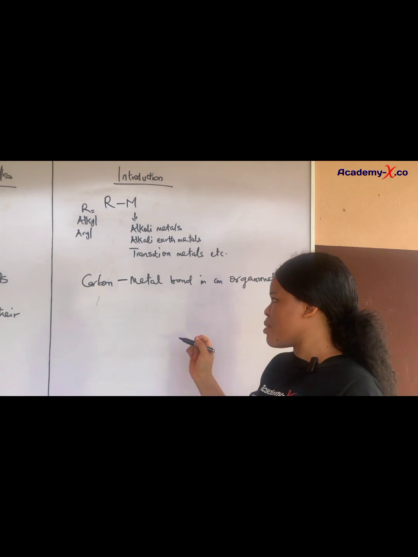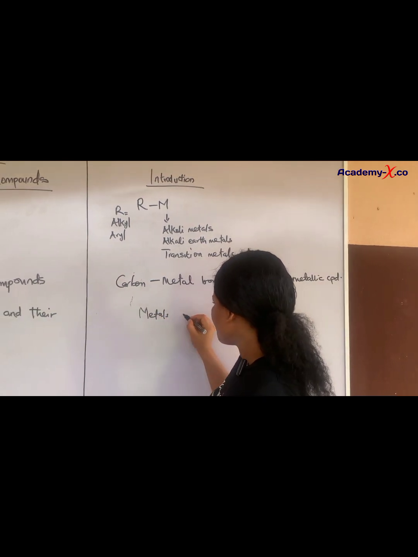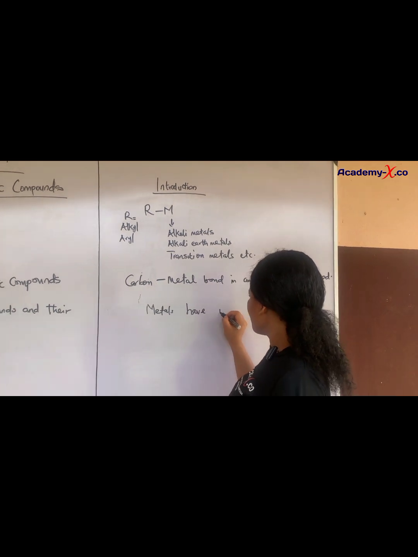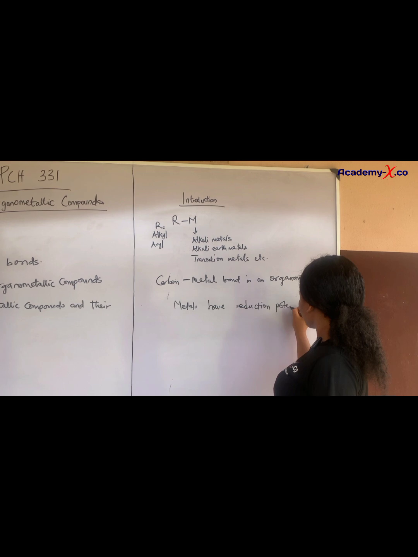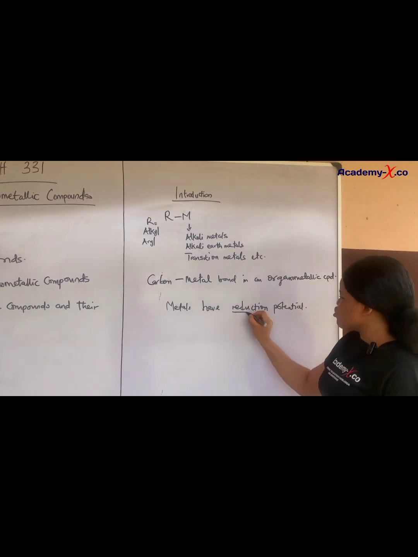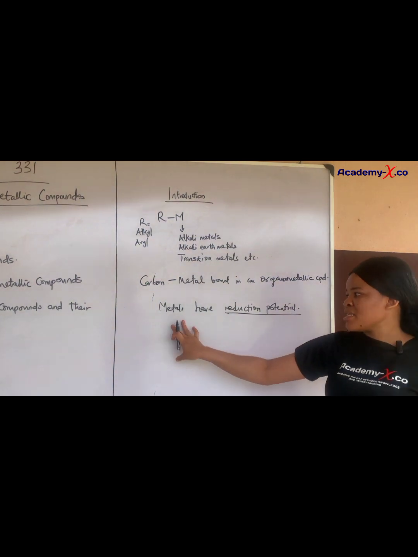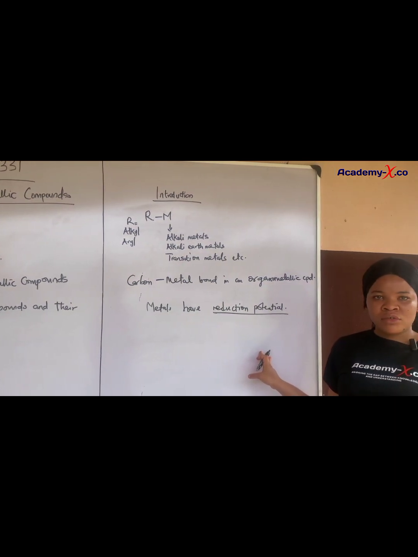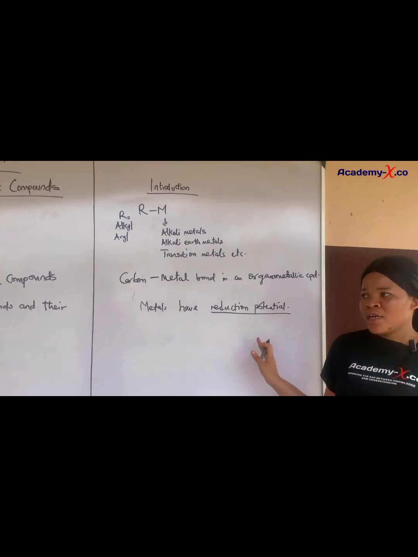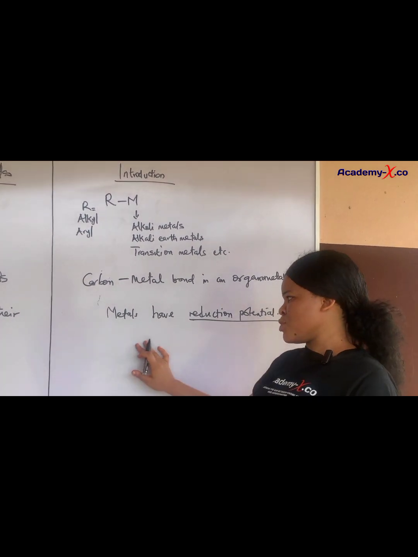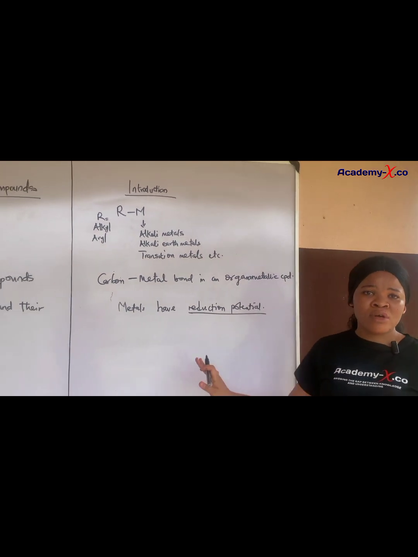So now let's look at what happens. We know metals have what we call reduction potential. And what is this reduction potential? This reduction potential is the tendency of a metal to gain electron. Do we understand? The tendency of a metal to gain electron. Yes, it's not in the right manner for metals to gain electron. Sometimes the metal ions gain electron to return to the neutral atom state.